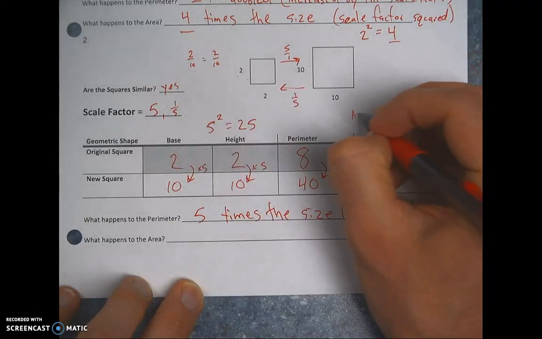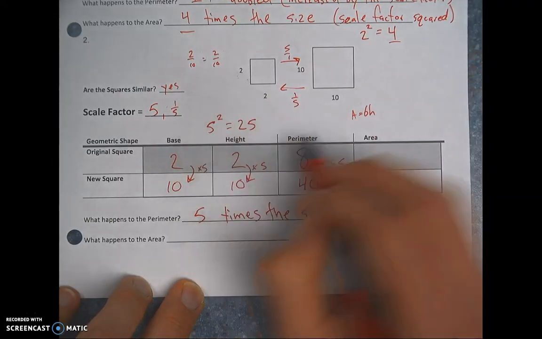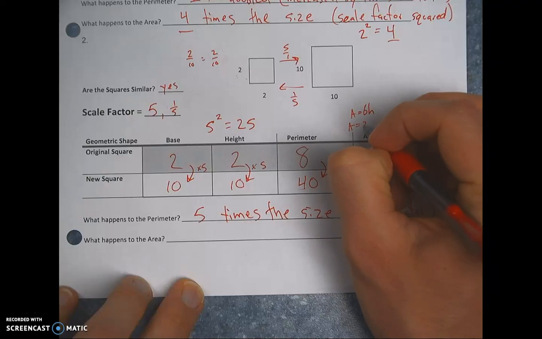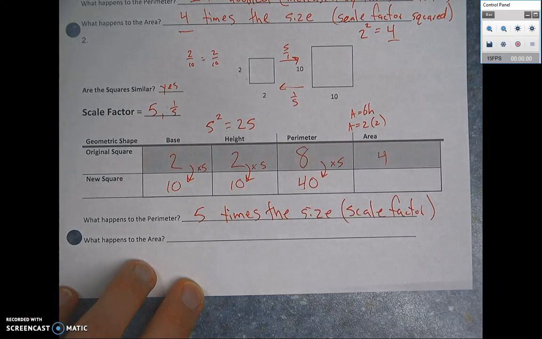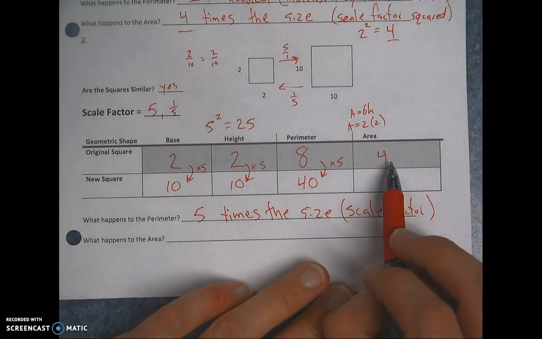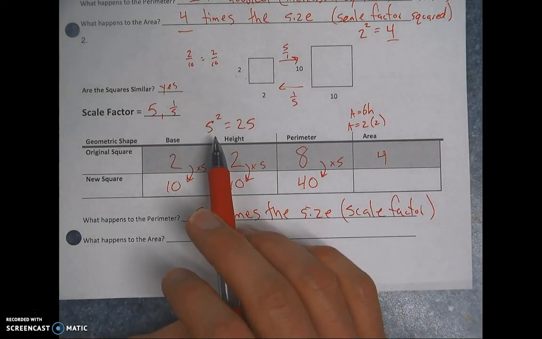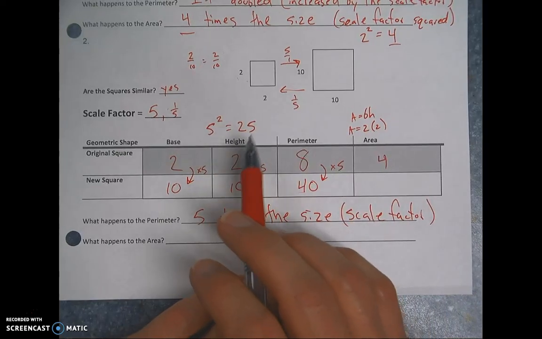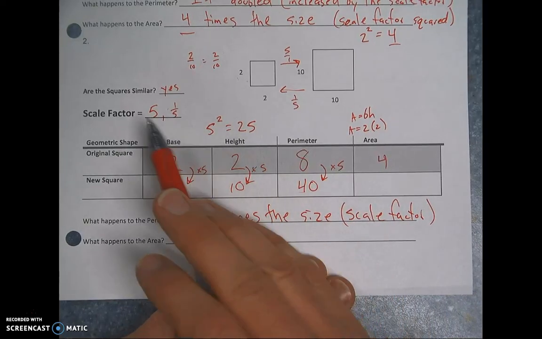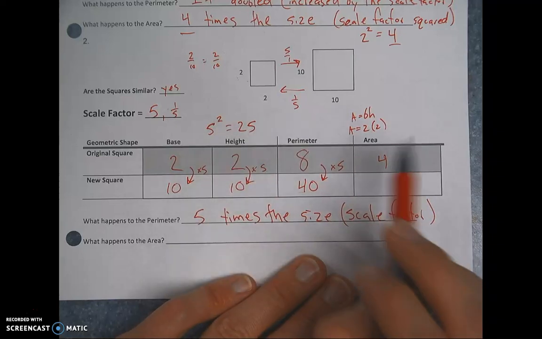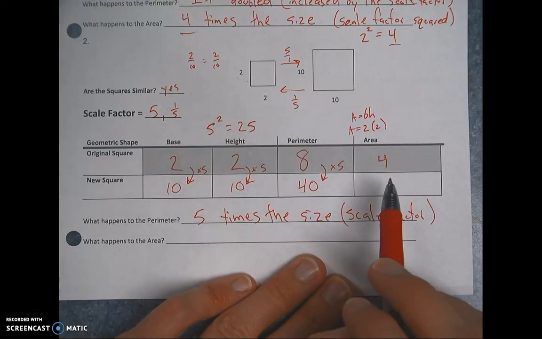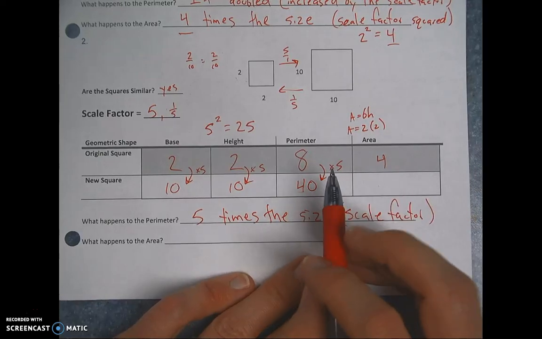So area is base times height for a square. 2 times 2 in this case. So that's 4. And so if this is 4, and I'm telling you that the area is going to increase 25 times based on my theory that you take the scale factor, you square it, and that's how many times bigger it is. Well, 4 times 25 is 100. This should come out to 100 if this is correct.